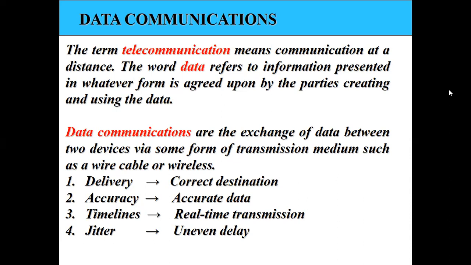What are the characteristics of data communications? The first one is delivery, whether the data reaches the correct destination. Then accuracy of data. Timeliness, that is real-time transmission. Jitter, that is an uneven delay due to some traffic. These are the fundamental characteristics of data communication: delivery, accuracy, timeliness, then jitter.